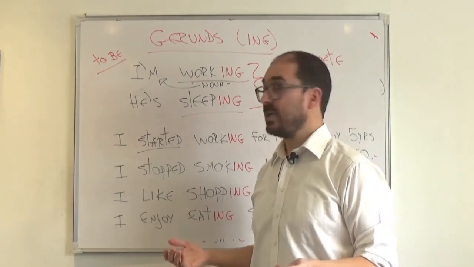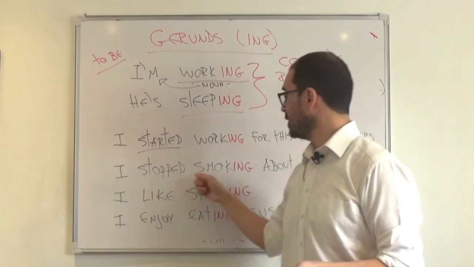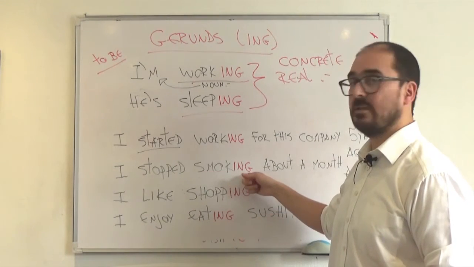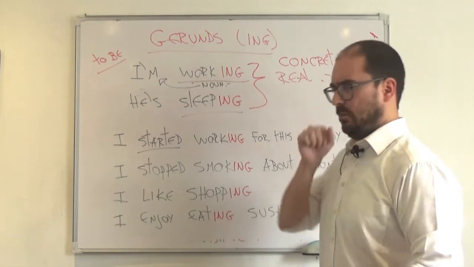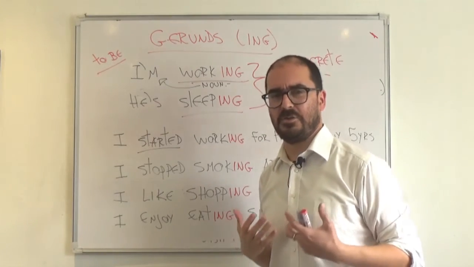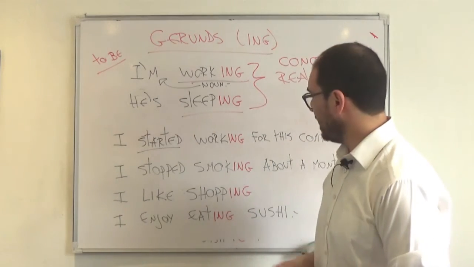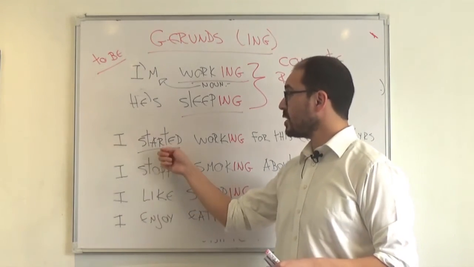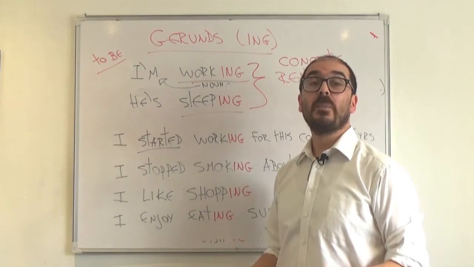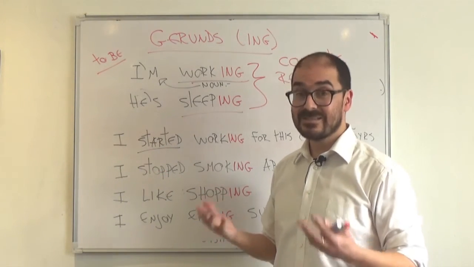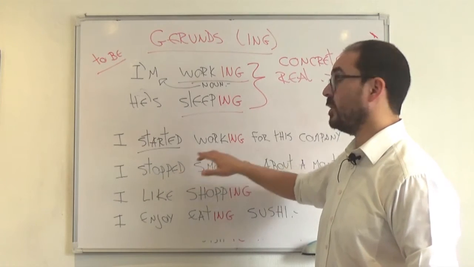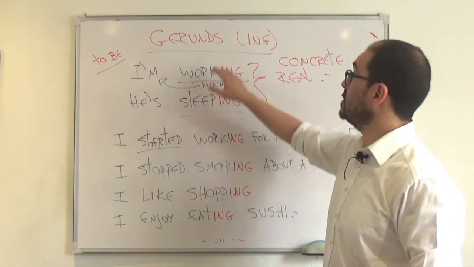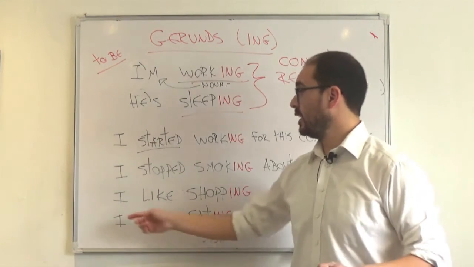Same principle applies here. I stopped smoking about a month ago. Because my lungs are gray. No, actually it's because when we use start and stop, we're talking about real things. Hence, after these verbs, if we use another action, we have to use a gerund. Okay? Same thing happens here.